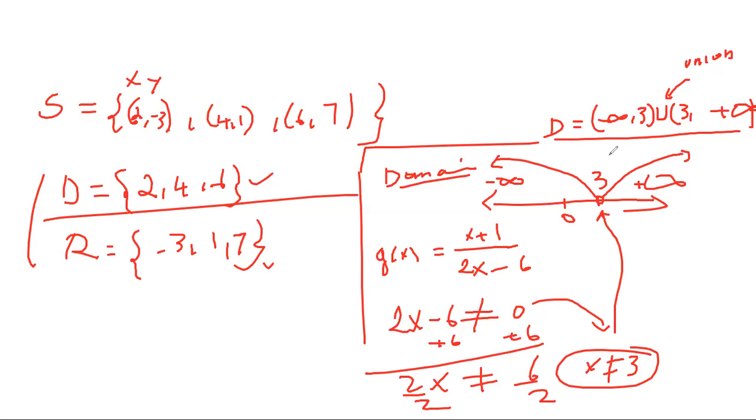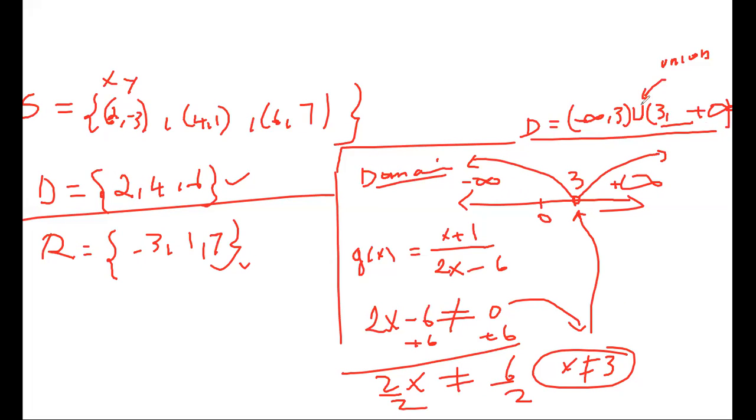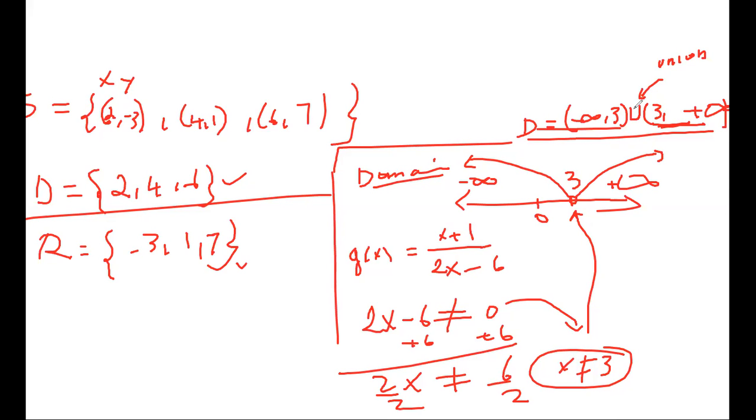And then you write it in interval notation. So basically 3 is here. We're not using 3, but we're using 3 to infinity, and 3 to negative infinity. So two intervals, and in between we use union. It looks like a U. We say union. That's how you find the domain of a function if you have a fraction.